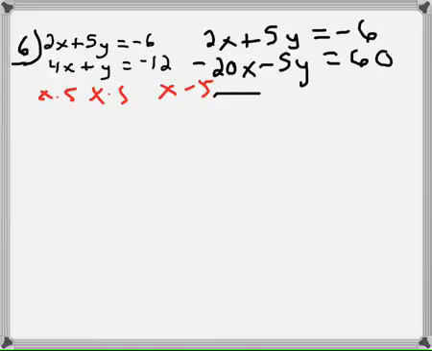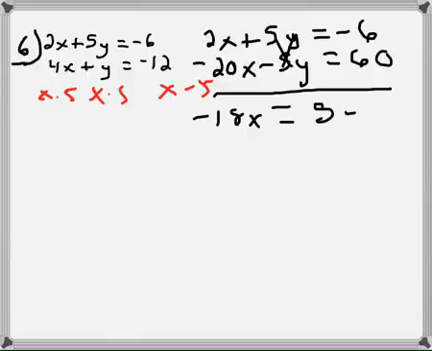Next step is to add, so draw your line. Okay, let's add. What's positive 2 plus negative 20? Negative 18, and because it has an x next to it, it's negative 18x. What's positive 5y and negative 5y? 0. What's positive 60 and negative 6? Positive 54.